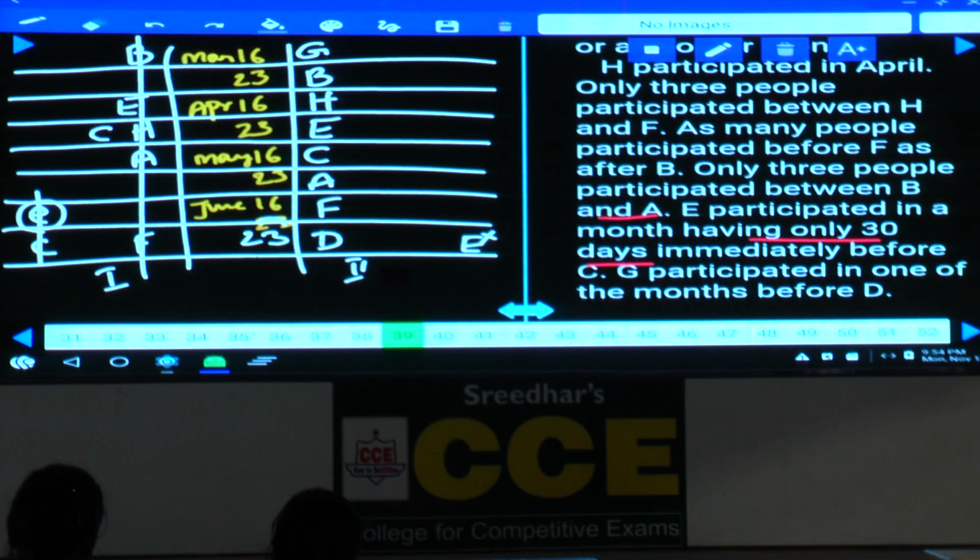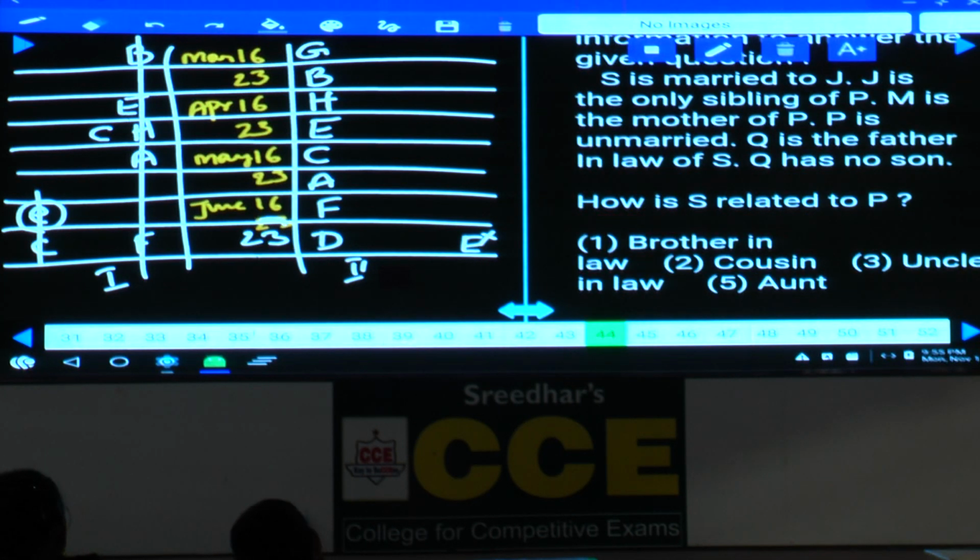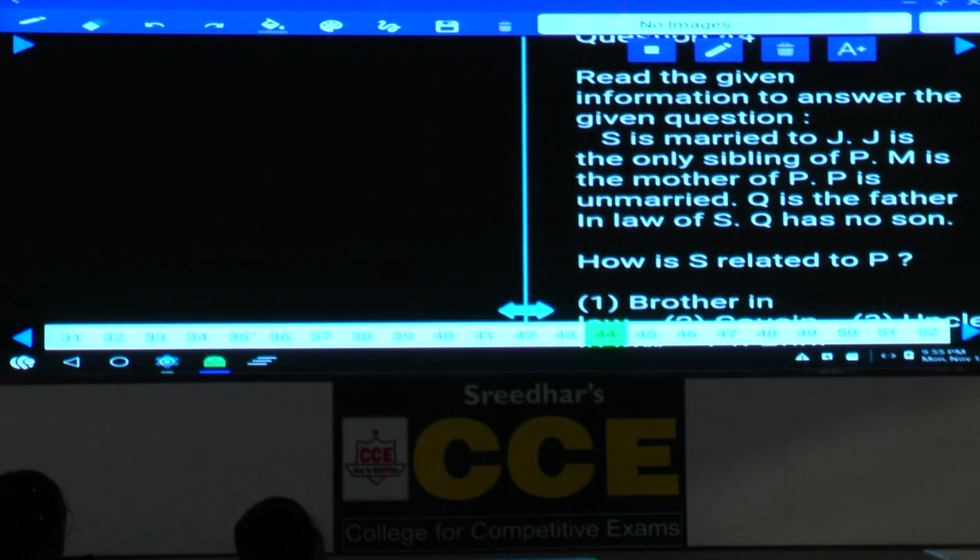Then 44 and 45, these two come under which category? 44 and 45 come under blood relations, and a small set of 2 marks based on this blood relation.